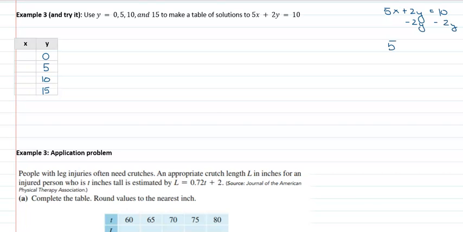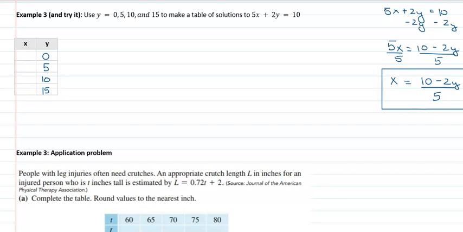And we're going to get 5x equals 10 minus 2y. Then we're going to divide everything by 5. And we're going to get x equals (10 minus 2y) over 5. And you can go ahead and keep reducing this if you want to, or you can leave it like this and just see what happens. So we're going to use this equation right here, and we're going to find it for 0, 5, 10, and 15. I'm going to do 0 and 5. I'm going to let you do 10 and 15.